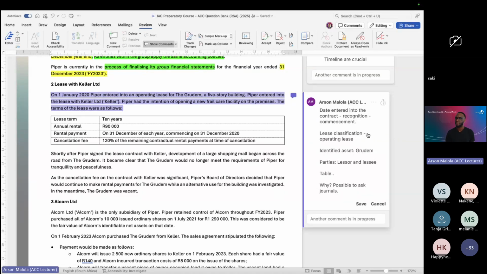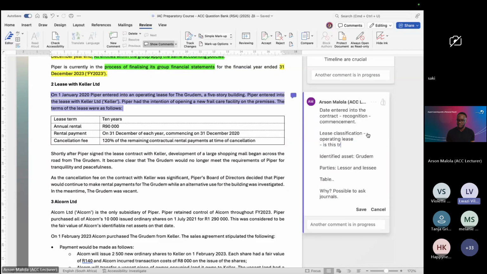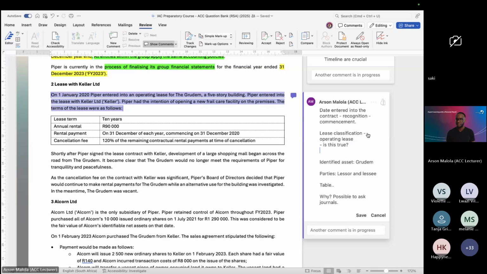Why do we care that it's an operating or finance lease? I think we still need to determine if it's true that it's an operating lease. And the reason why we care if it's an operating or finance lease is that if we are on the perspective of a lessor, it is important to know whether it's an operating lease or a finance lease.